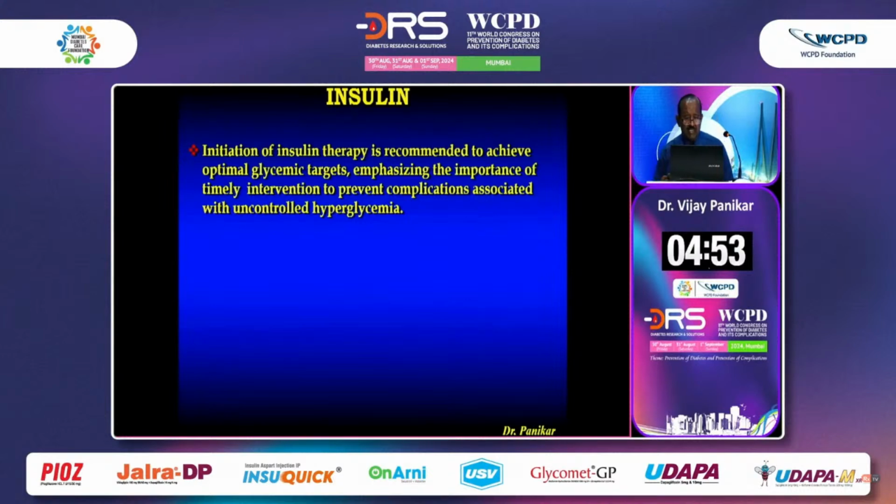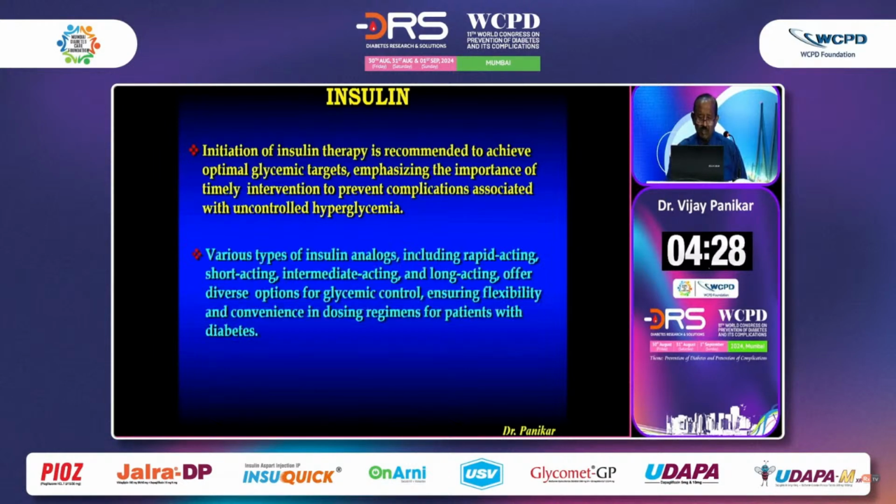So basically, initiation of insulin therapy is recommended to achieve optimal glycemic target, emphasizing the importance of timely intervention to prevent complications associated with uncontrolled hyperglycemia. So basically, insulin is an anti-hyperglycemic agent. When you have failed with your OHAs, you still want to get a good glycemic control, insulin is the choice.